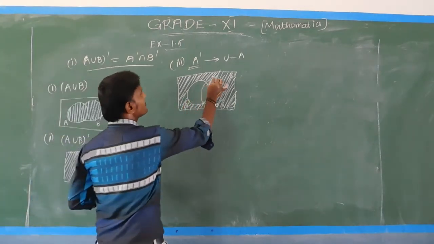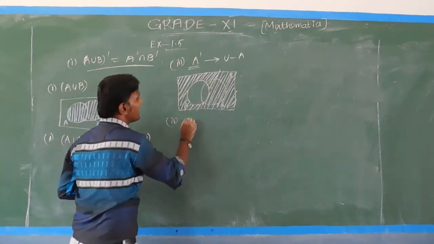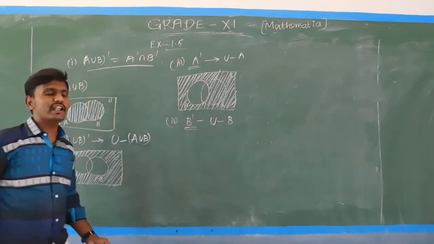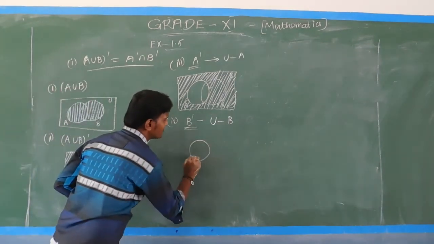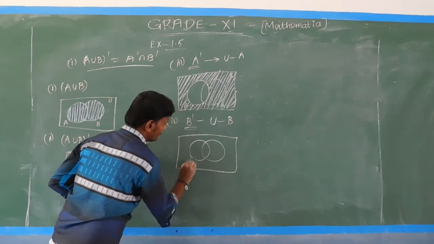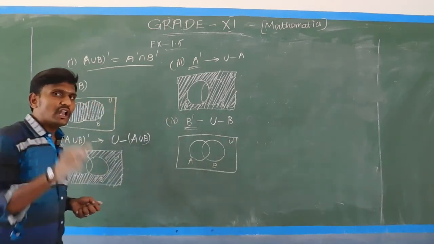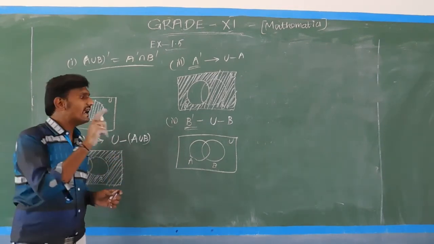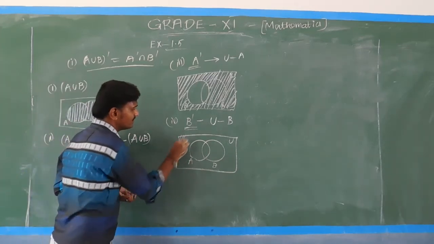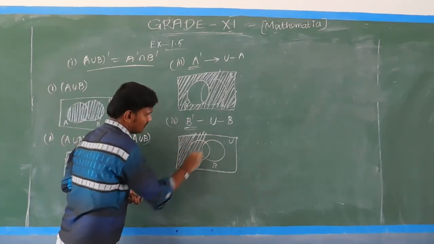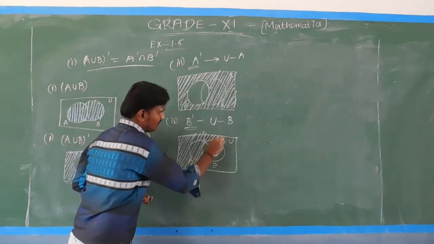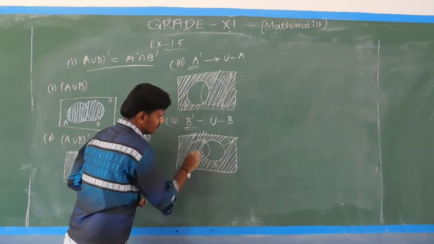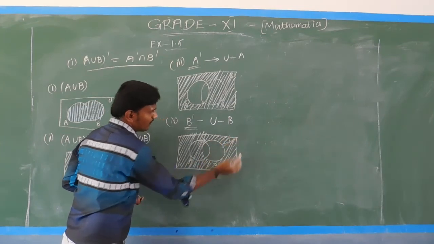Okay, fine. And next, the fourth step is B dash. What is B dash? B dash means we take the difference between U and B. For that, how to draw it? A, B, universal. Now I want to eliminate only B and shade the space for universal and A. So this is your result for B dash. Have you got it, children?